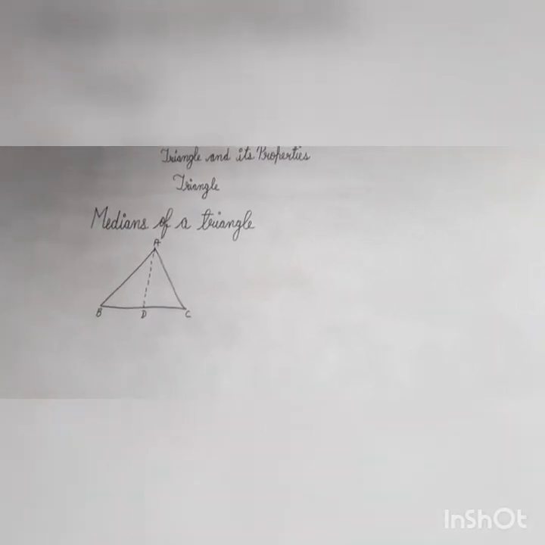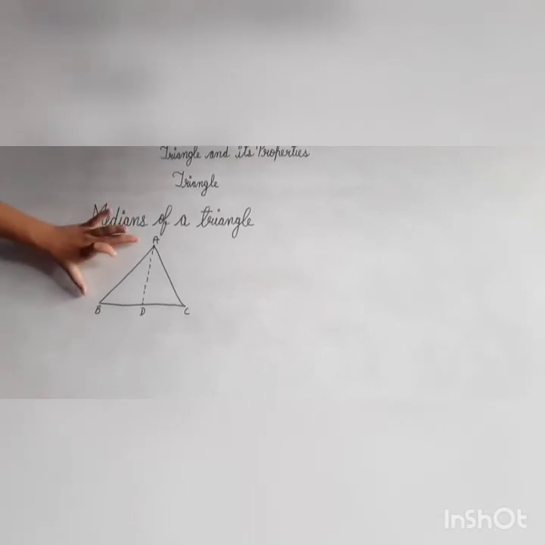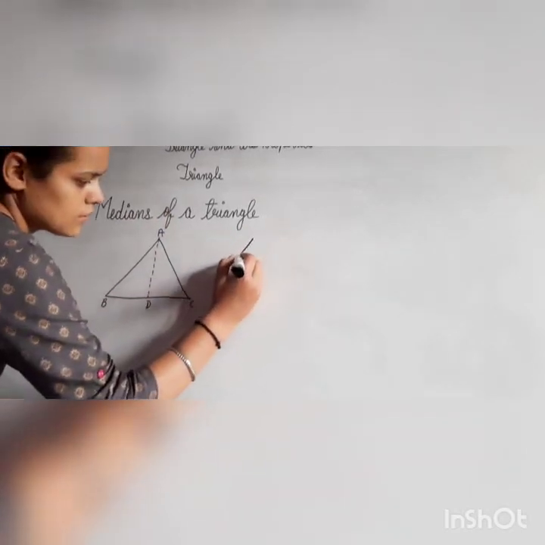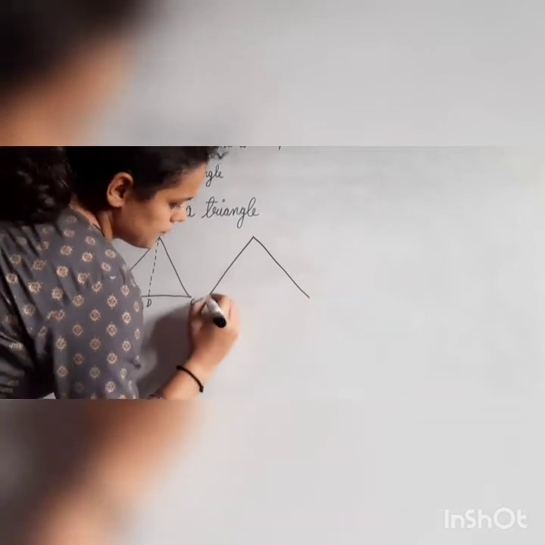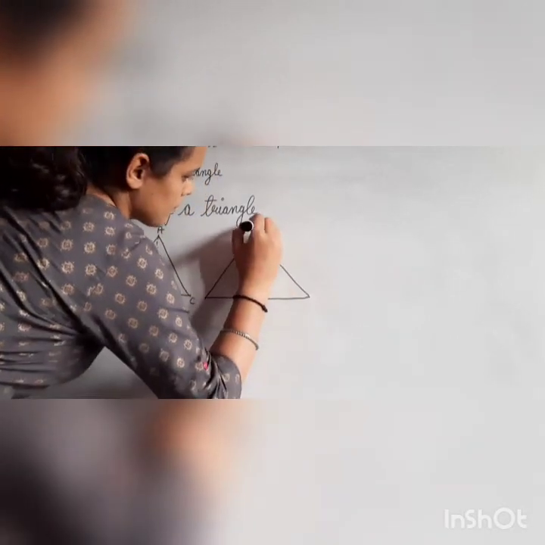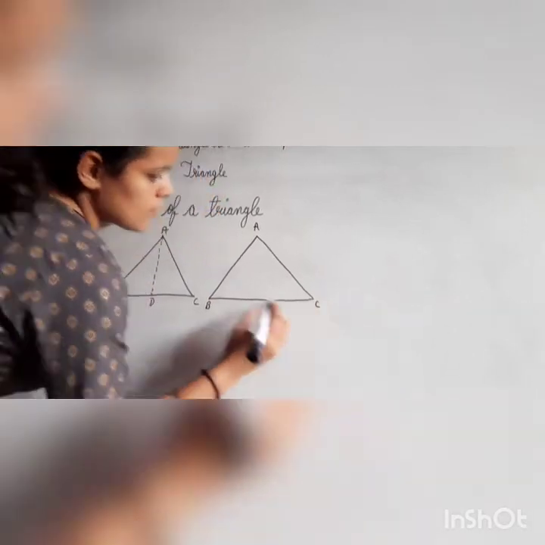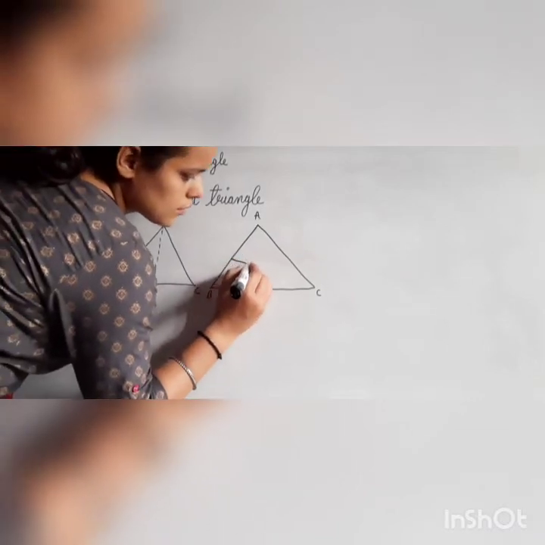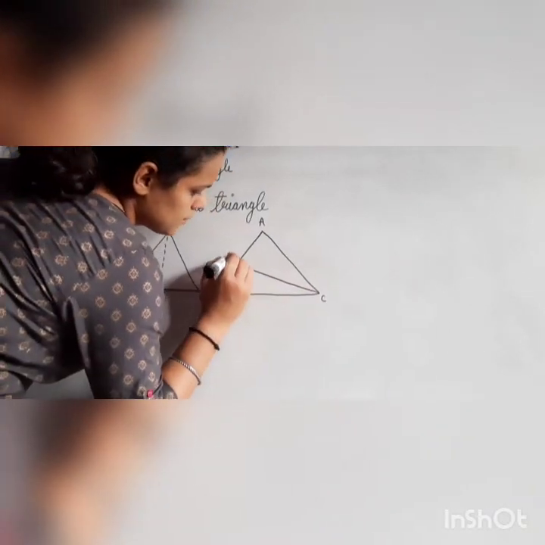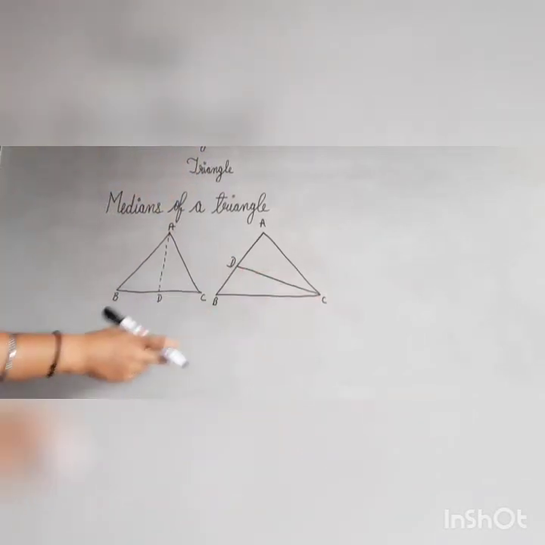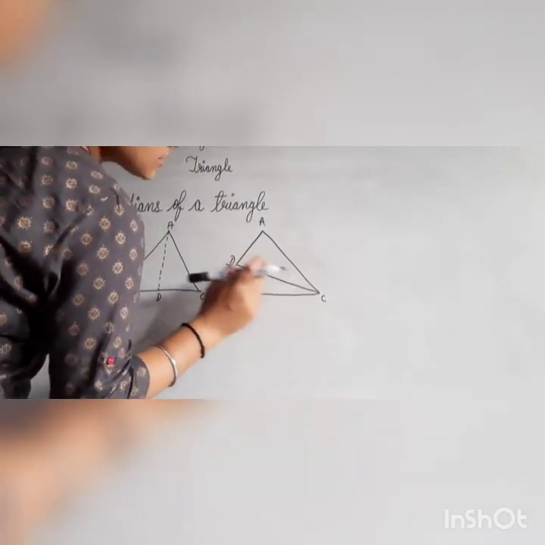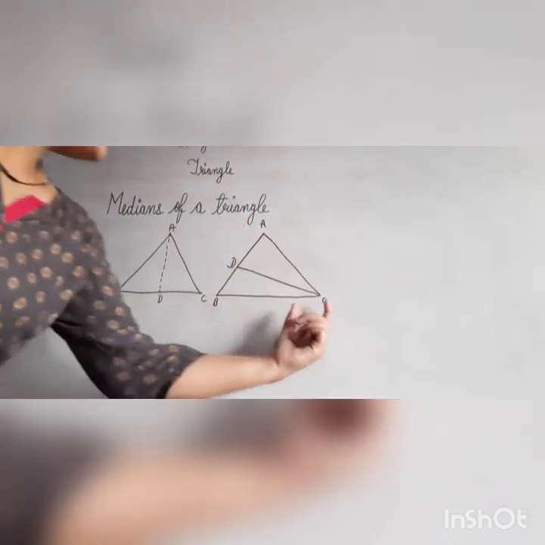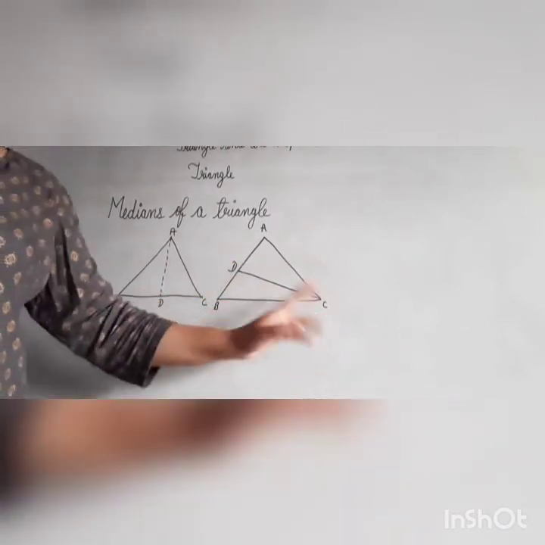Okay class, now we can find the median on AB also and AC also. Now we will find the median on AB. This is D. You can see that the line segment CD is joining the midpoint of BA to the opposite vertex C. So CD is the median.